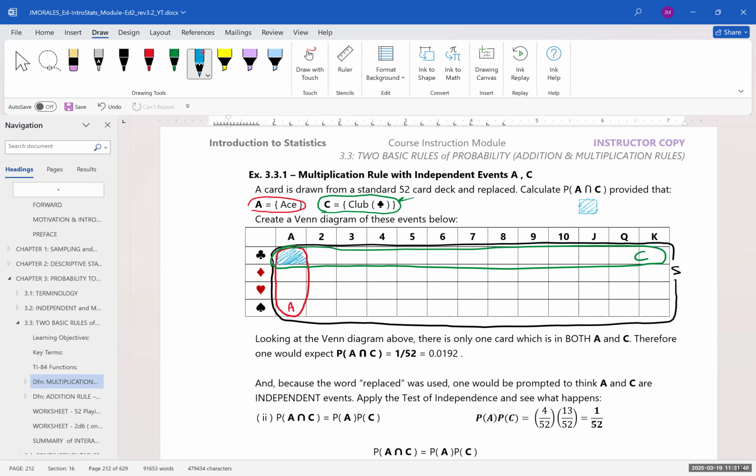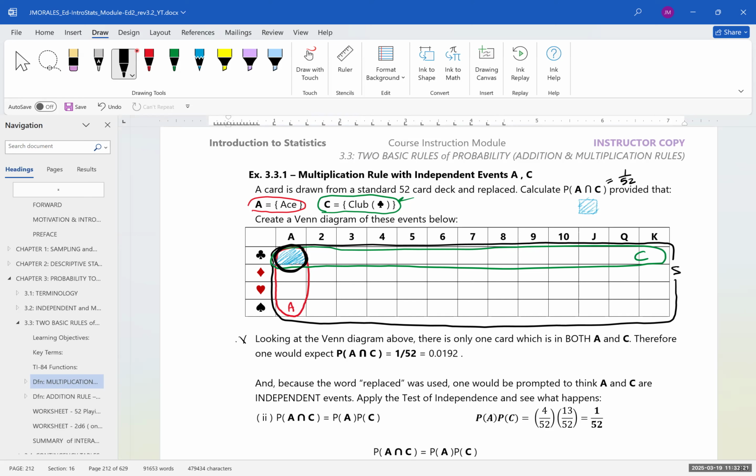So, just by looking at this, we can see that the probability of A intersects C is going to be 1 out of 52 because there's only one card out of 52 that is both an ace and a club, an ace of clubs, right? Again, I'm choosing a really simple example to help you learn the math behind all of this.